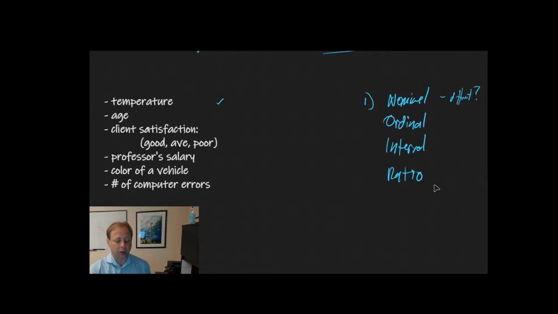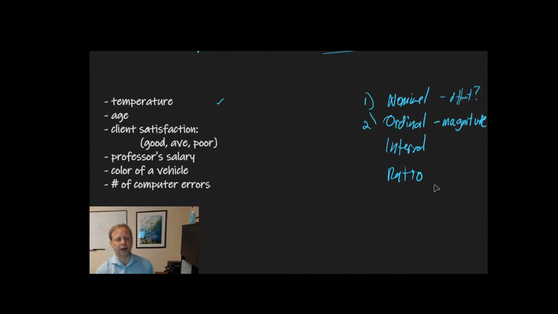Number 2, ordinal. Can I tell that one is greater than another? And be careful with the word greater, lesser, because sometimes tall is good and sometimes tall is bad. Sometimes high is good, sometimes high is bad. So it doesn't mean that one is better than the other. It means that it has magnitude, right? That's probably a better word here. Magnitude. Is there magnitude in the difference between them?